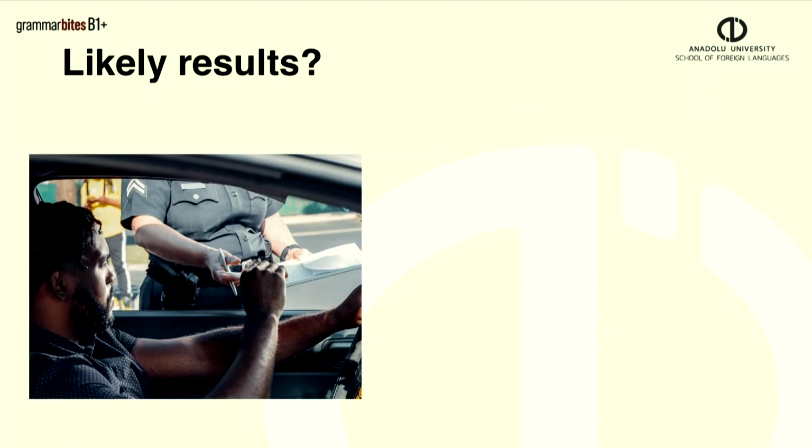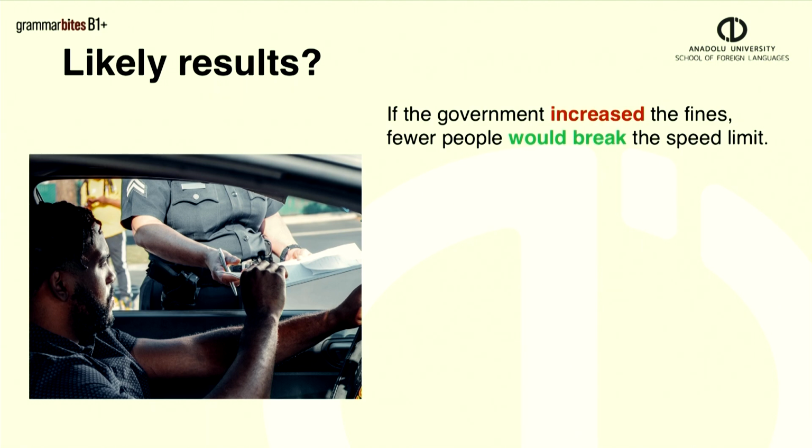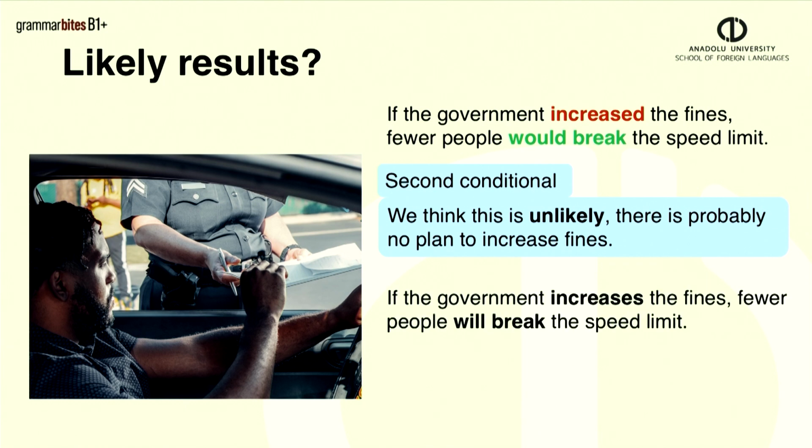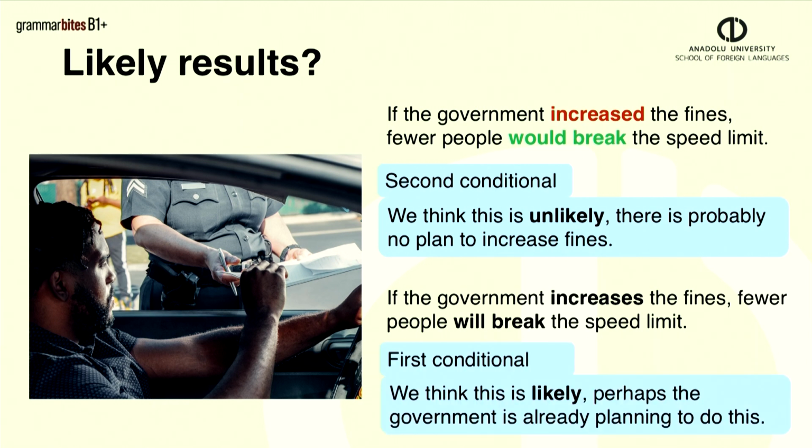And one more example. If the government increased the fines, fewer people would break the speed limit. Again, this is a second conditional example. We think this is unlikely. There is probably no plan to increase fines. If the government increases the fines, fewer people will break the speed limit. First conditional. We think this is likely. Perhaps the government is already planning to do this.